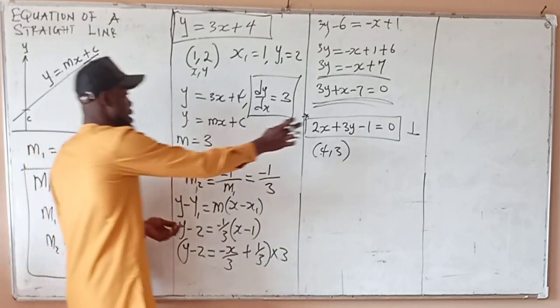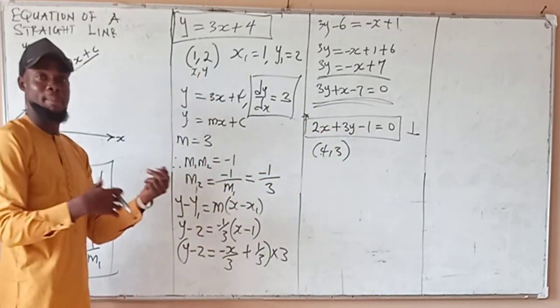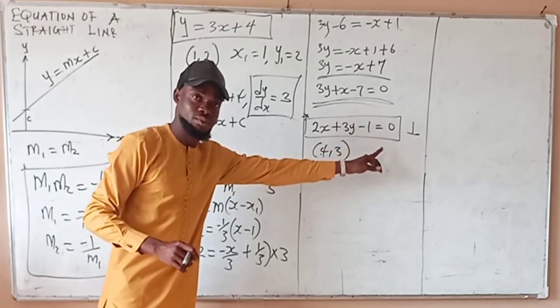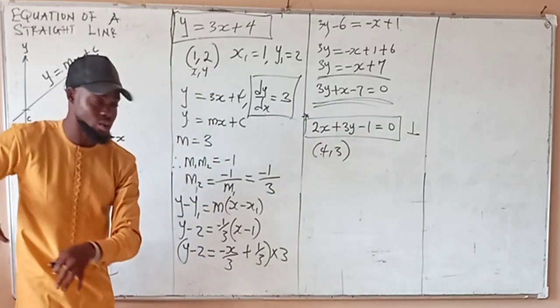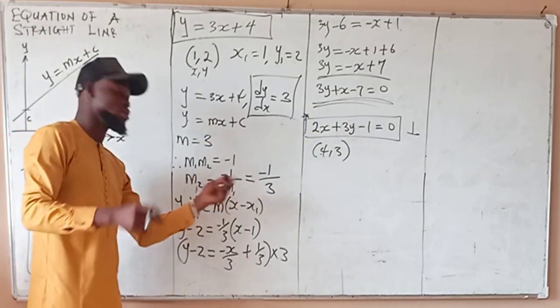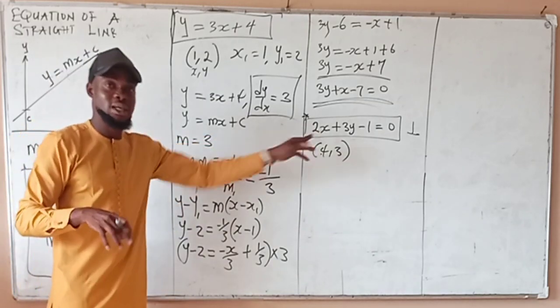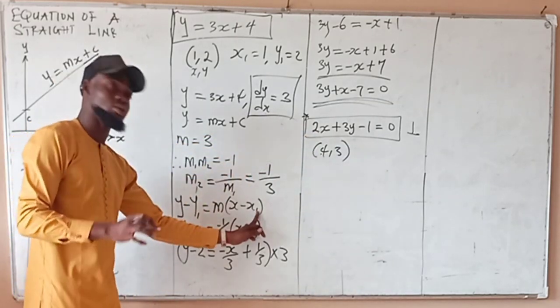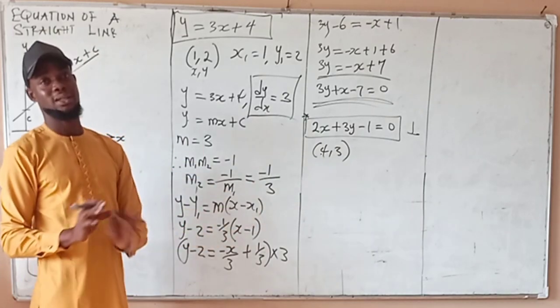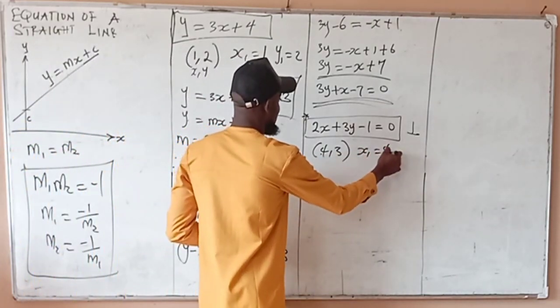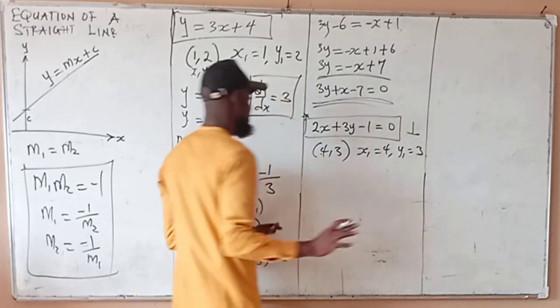First step, get the equation of the line in question, which this line is perpendicular to. Second step, use this equation to get the slope of the perpendicular line. The third step, use this relation to get the equation of this straight line. That is all. For this, our x1 is equal to 4, y1 is equal to 3. That is simple enough now.